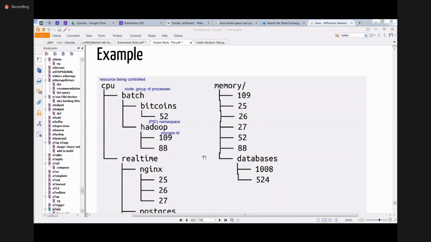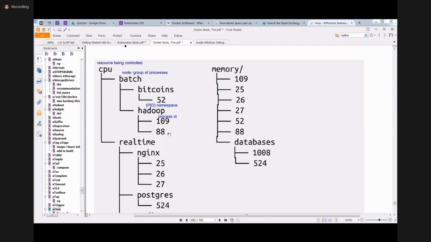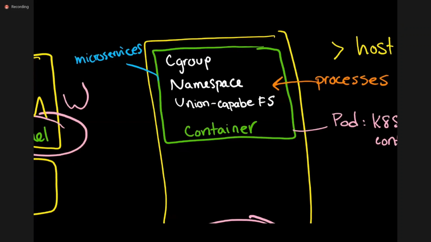Go take a look at this example. We have a resource, CPU, and a node, which is a group of processes. Here we're looking at batch, but it could be real time or it could be memory. And then you have your namespaces and the processes inside those namespaces. So notice that Hadoop's 109 and 88 PIDs have no ability to see Bitcoin's 52. They are isolated through namespaces. And notice that their access to resources, in this case CPU, but it could also be memory or others, is being limited by, controlled by C groups. So that takes us through C groups and namespaces.